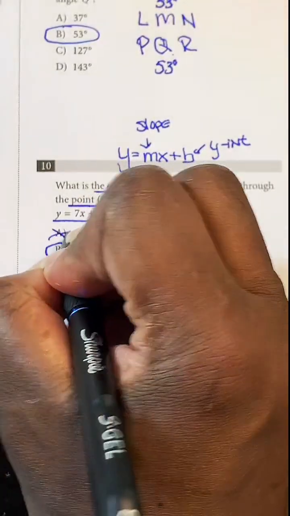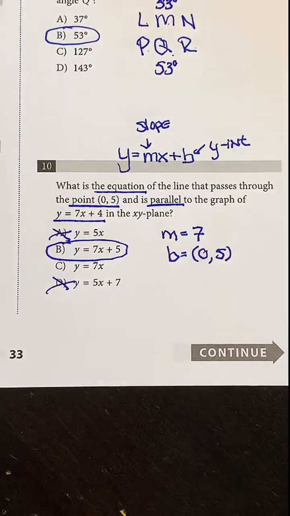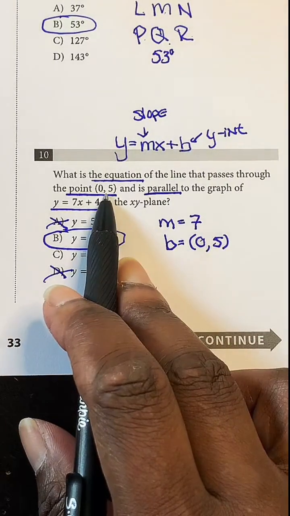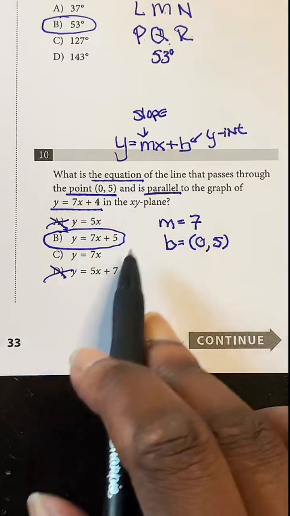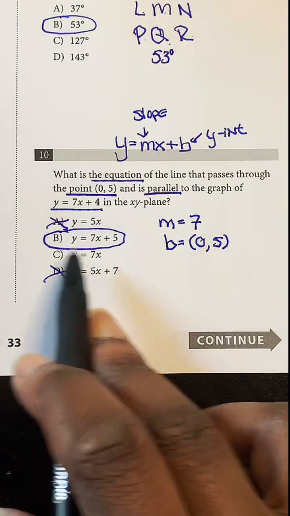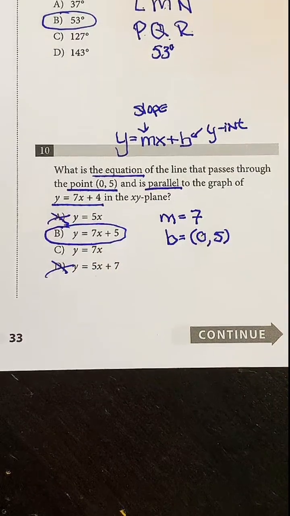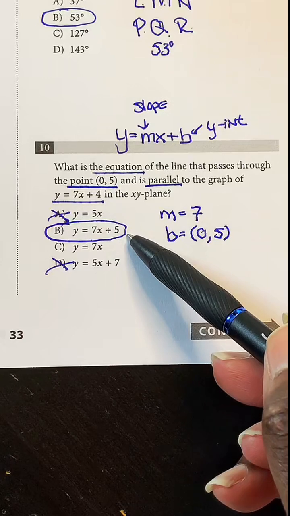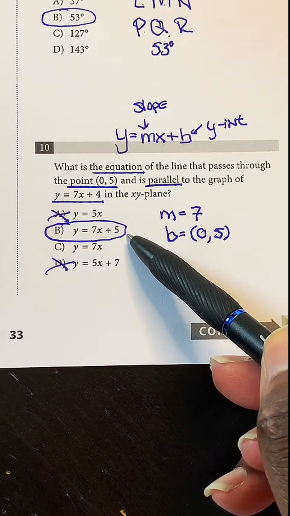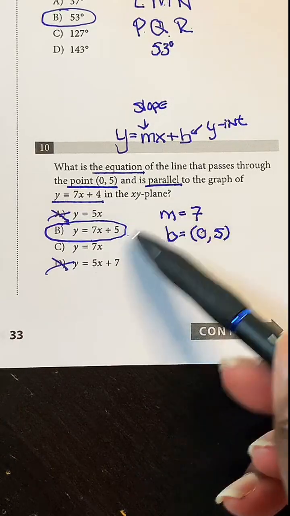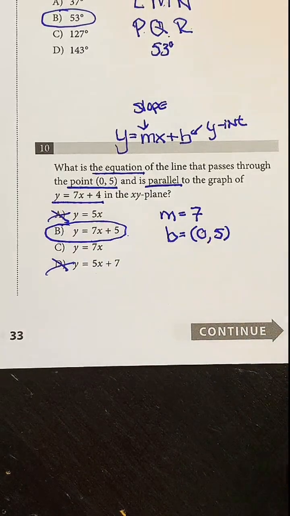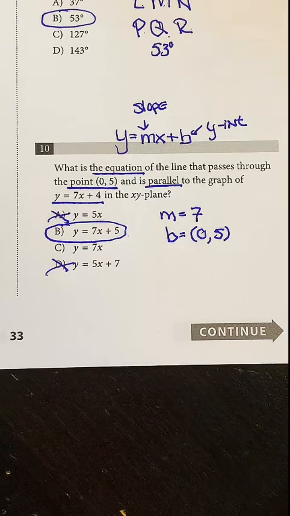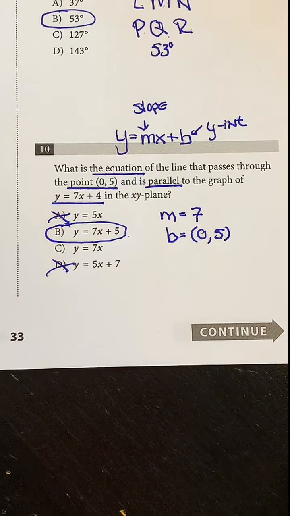Right away, A and D are out. They gave us a y-intercept, 0,5. The only one that gave us a y-intercept was B. Okay? So you could have gotten the answer by just looking at the y-intercept. Boom, circle it, click it, move on. Or if you want to dissect it a little bit more, you can do it by looking at the slope. Okay? All right.